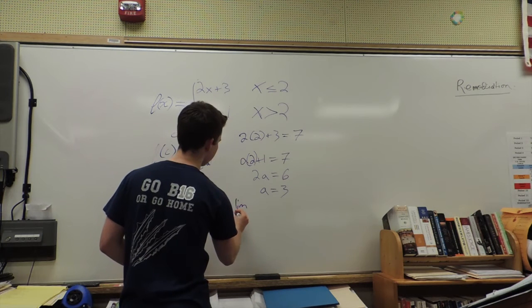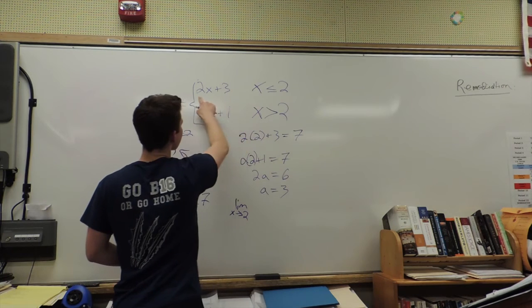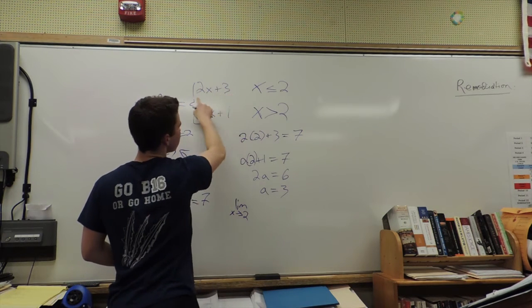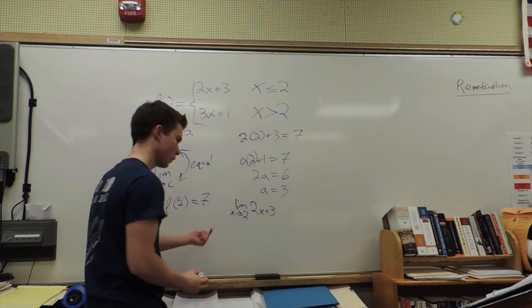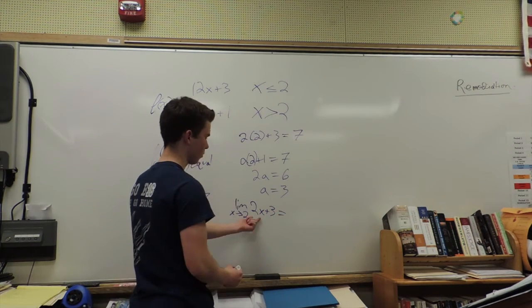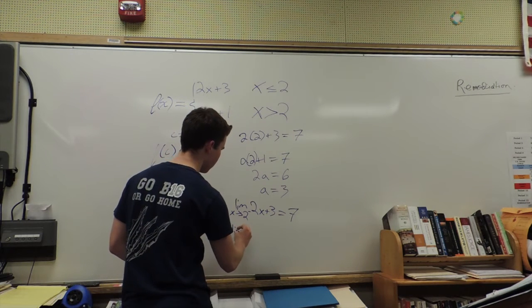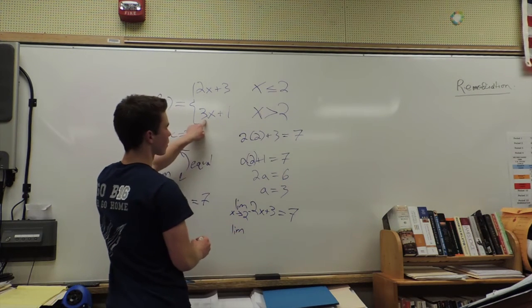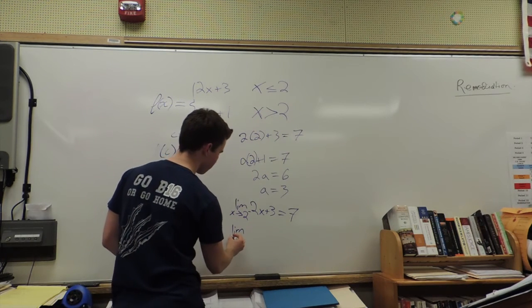So the limit as x approaches 2 from the left is going to be of this function, because that's what it is to the left of 2. It's going to be 7. Now if we approach this function from the right, it's going to be this function, because that's what it is when x is greater than 2.